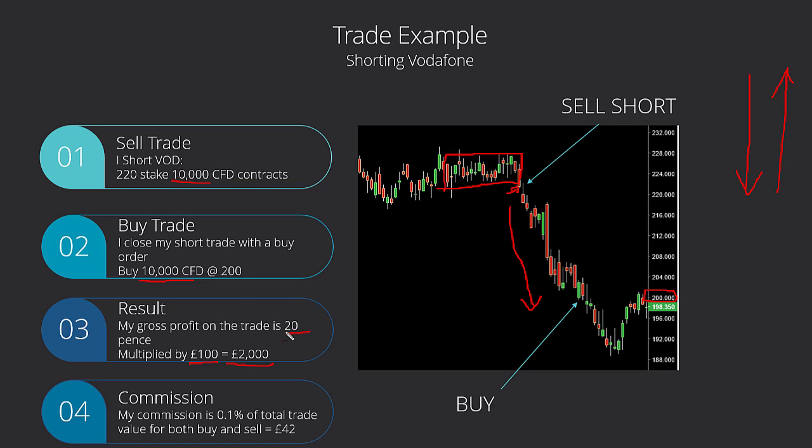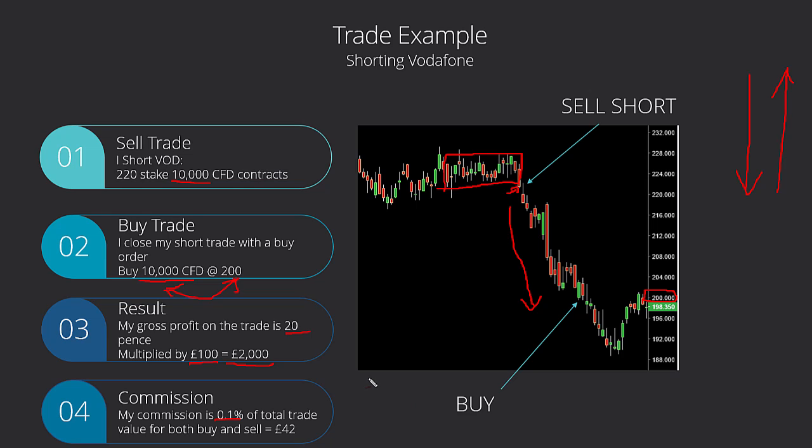And as we come out, because the value is slightly less, what price did we come out on this trade? We came out at £2, 200 pence. Multiply that by our position size, 10,000. That's going to be a total notional value of £20,000. We multiply that by our 0.1% to give us a commission of £20, and that's our exit commission. Add those two together, we've got a total of £42.